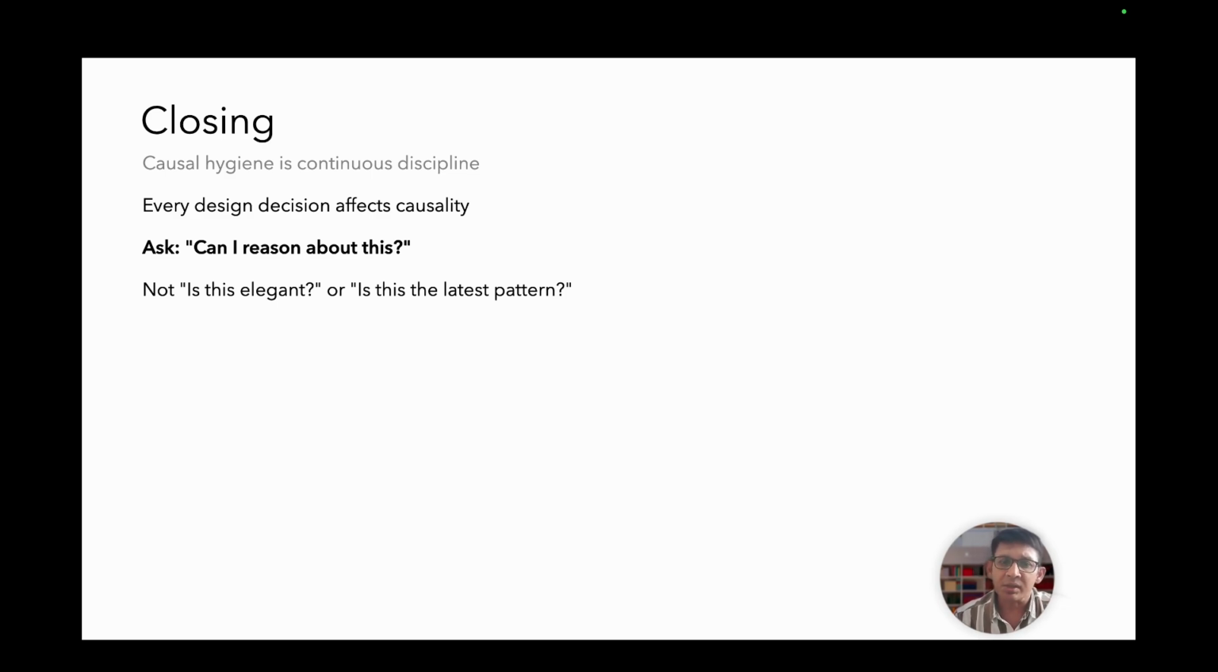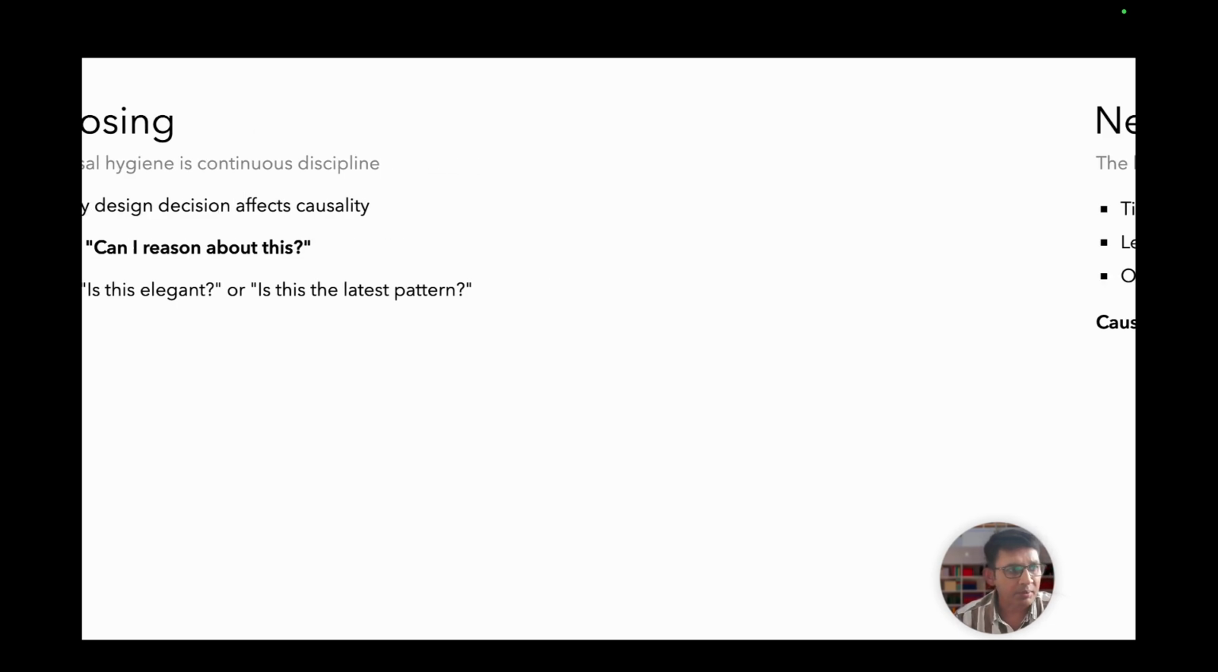Follow them when they serve clarity. Break them consciously when you must, but understand the cost. The patterns we examined, from function signatures to bounded contexts, are strategies that have been proven effective at constraining causality. Use them not because they're best practices, but because you understand what causal problems they solve.